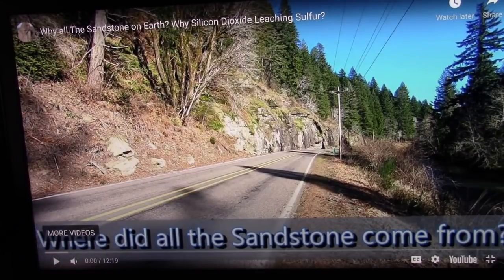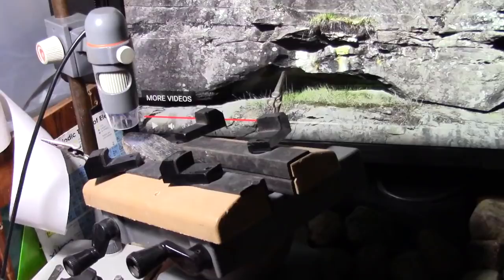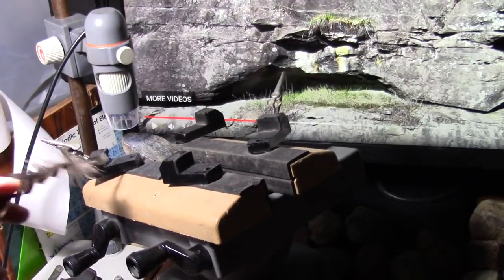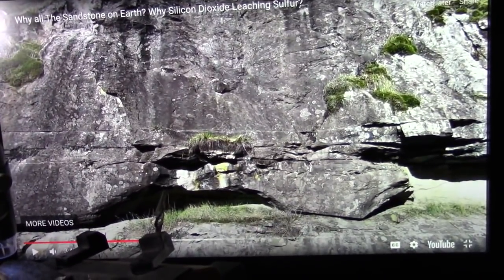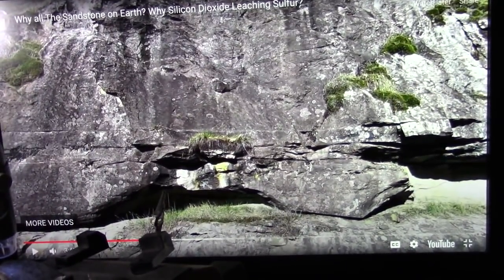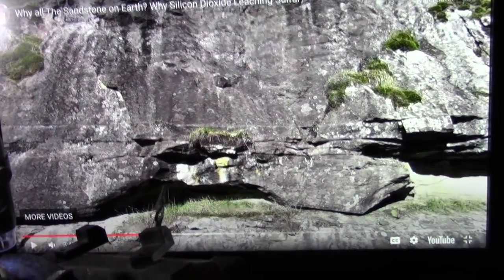Wait till you see this. This is hilarious. All right, I'm going to show you something. This right here is my specimen, and I'm going to show you in the microscope. This right here is Tyson's specimen on the road. Now, here's mine up in the microscope. Alright, now, I'm going to bring this in a little closer so you can see.